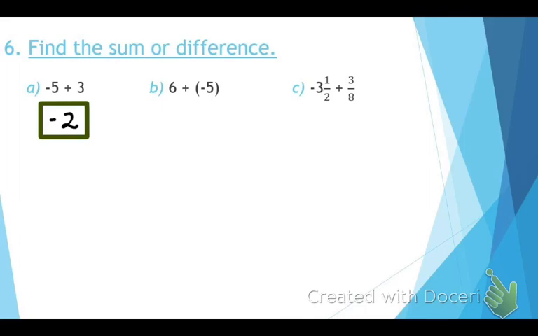I have a case of a double sign here. Who always wins? The negative always wins. So I can get rid of that plus sign. And if I rewrite it, it's just 6 minus 5. What's the answer? 1.